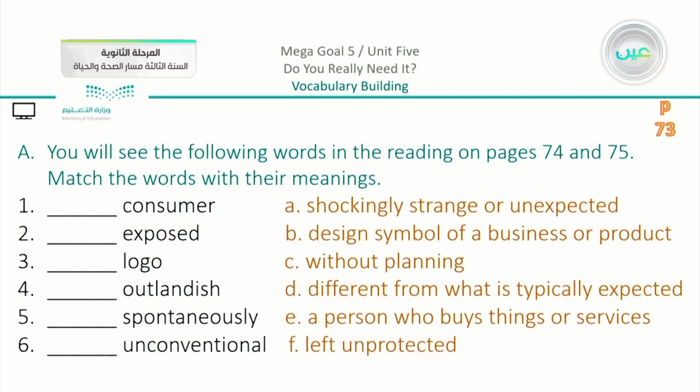Now we do have the meanings here. We have A, shockingly strange or unexpected. We have B, design symbol of a business or a product. We have C, without planning. We have D, different from what is typically expected. E, a person who buys things or services. And we have F, left unprotected. So if you do know any of these words and the meanings, you can match. If you don't, we are going on with our lesson.